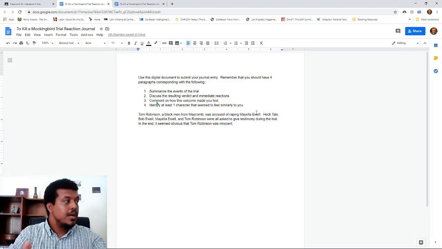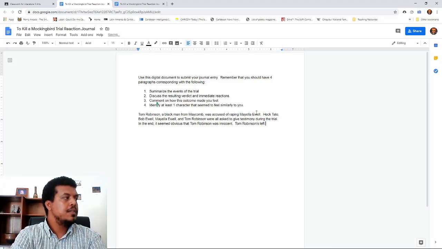Why was it obvious? Well, because we know from evidence given in the trial that Tom Robinson's left arm was badly injured when he was much younger, and he could hardly raise it to swear on the Bible. He could hardly use it.